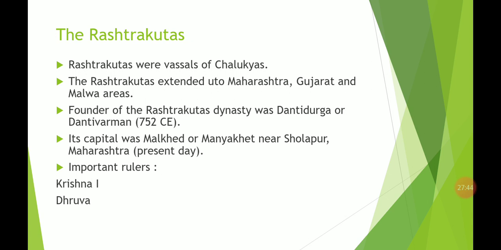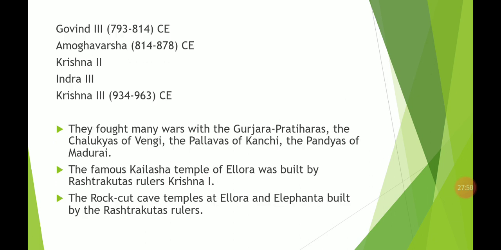Now let us see the important rulers of the Rashtrakuta dynasty: Krishna first, Dhruva, Govind third, whose years are 793 to 814 CE, Amogh Varsha, 814 to 878 CE, Krishna second, Indra third, Krishna third. So these were the rulers of the Rashtrakutas.